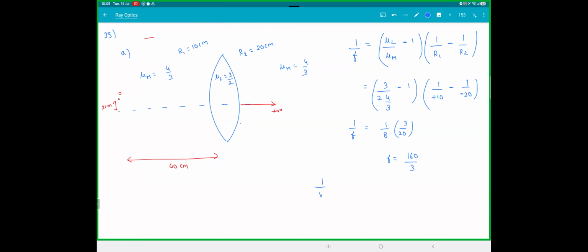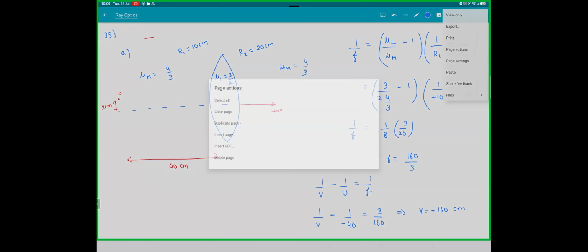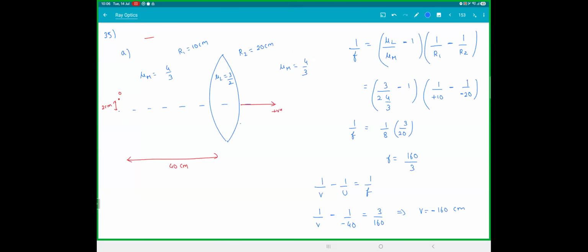Now apply the formula 1 by v minus 1 by u is equal to 1 by f. So u is minus 40 and the focal length is 160 by 3. Send it that side. That will be 3 by 160 minus 1 by 40, multiply by 4 and 4. That would be minus 160. Why did we get a virtual image? I wanted a real one. Okay, what to do? So v is equal to minus 160. And then once we got this, we will use the magnification formula.